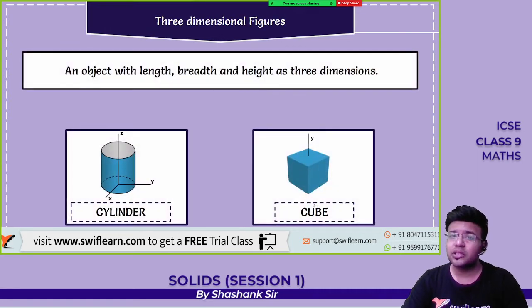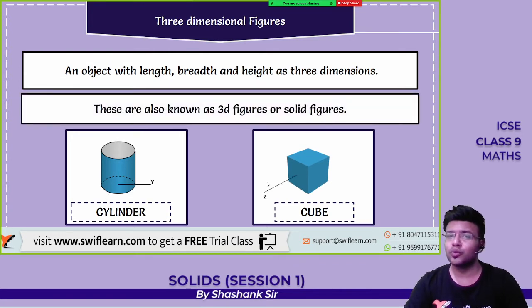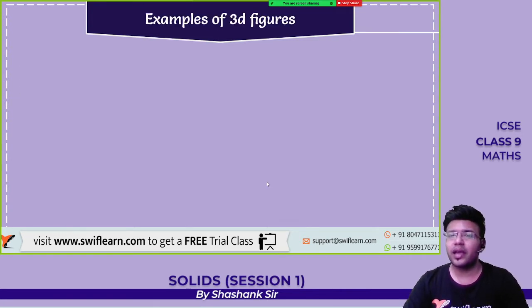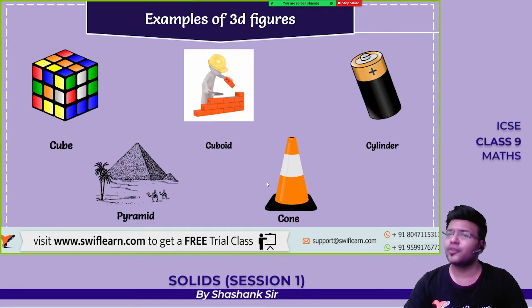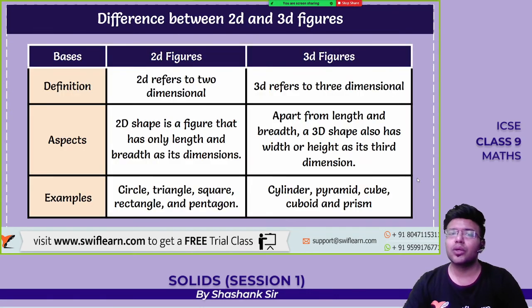Okay, three-dimensional figures are objects which have length, breadth as well as height as three dimensions. Examples are cylinder, cube, cuboid. Okay, these are all 3D figures. A few other examples are the cube, the bricks which are cuboid, the battery cells which look like cylinders, pyramids, and cones.